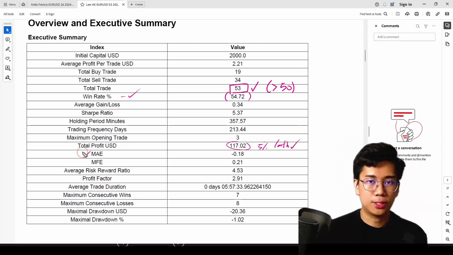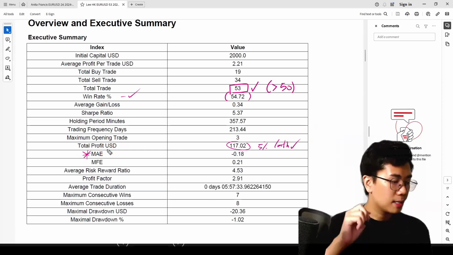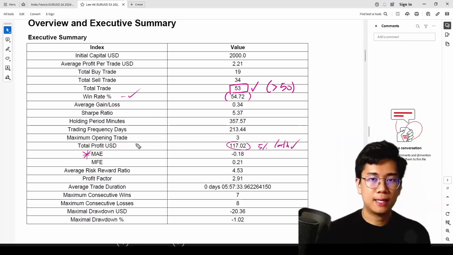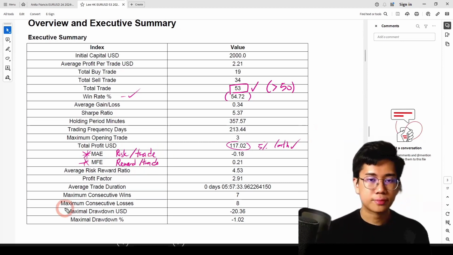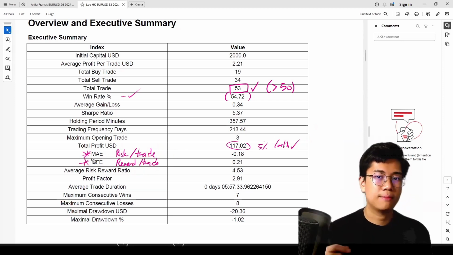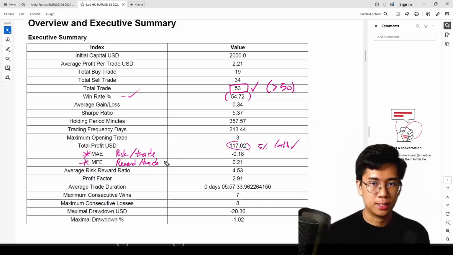MAE, this is a new metric for you guys. Write this down. MAE stands for risk per trade. And MFE stands for reward per trade. MAE is risk per trade, MFE is reward per trade.